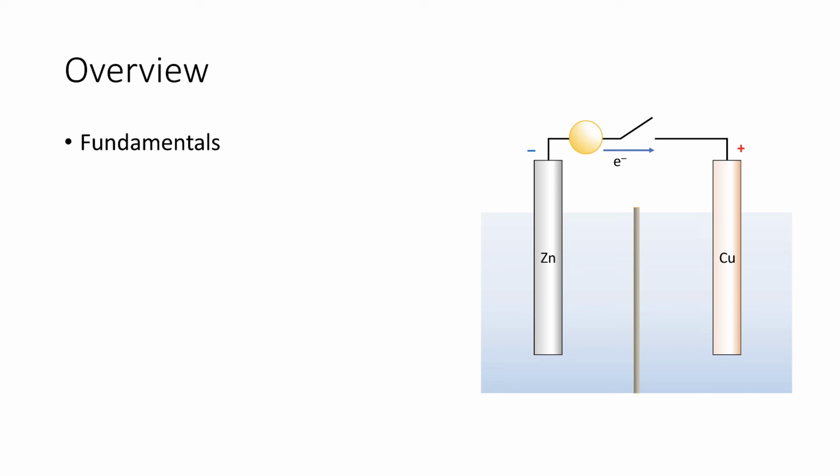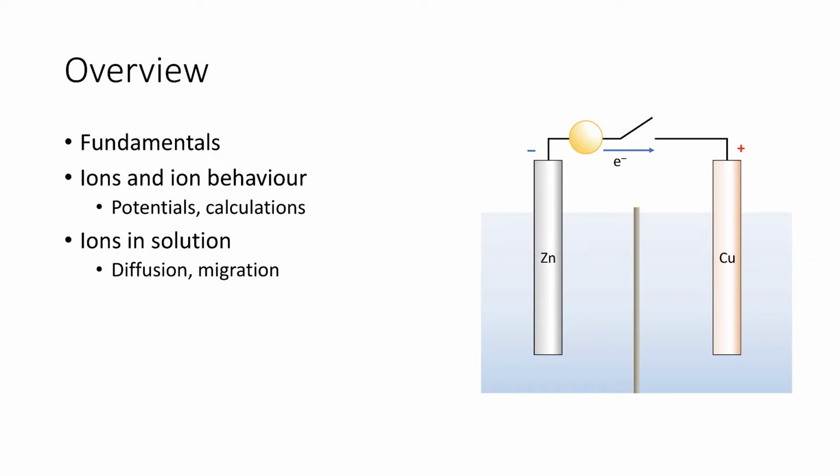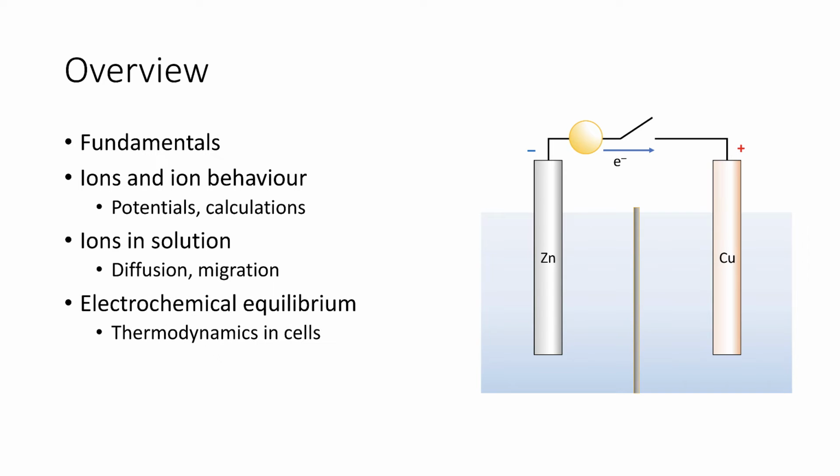To give a quick overview of this session, we're going to be looking at the fundamentals of electrochemistry. So what is it we need to consider when we think about electrochemical processes? We'll look into ions and ion behaviour and how they behave in solution. We'll then be looking at how they diffuse and migrate through that solution. We'll then consider the concepts around electrochemical equilibrium and in particular the thermodynamics that happen in electrochemical cells. And finally, we will be looking at electrode processes. So thinking about how do the kinetics of an electrochemical process affect the rates of our reactions.